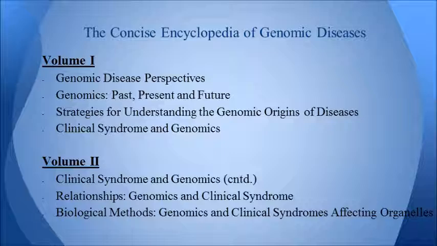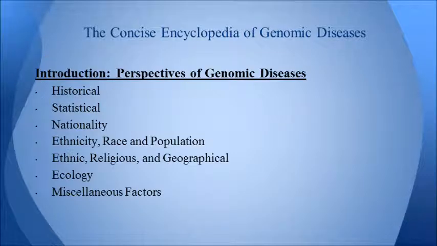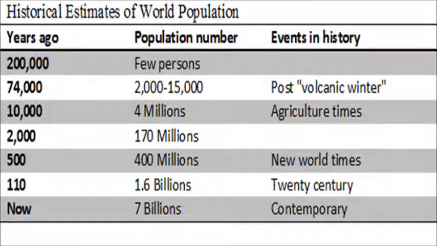The introduction addresses the genomic disease from the following perspectives: historical, statistical, ethnic, religious, and geographical, ethnicity, race, and population, nationality, ecology, and other miscellaneous factors. About 200,000 years ago, Homo sapiens emerged in Africa. Modern humans were on the verge of disappearance 71,000 to 74,000 years ago. During the volcanic winter event, a genetic bottleneck was created, at which time only 2,000 to 15,000 people survived.